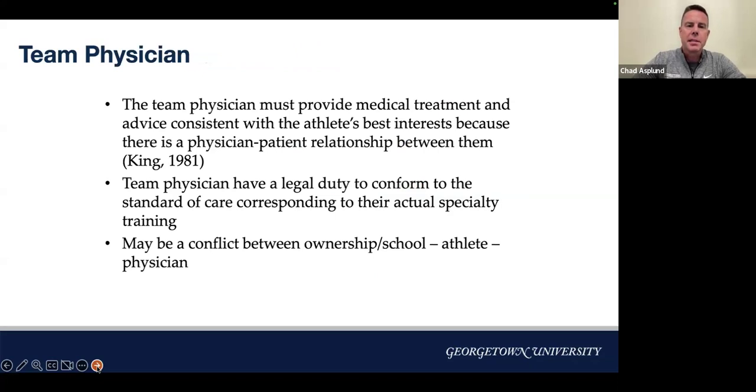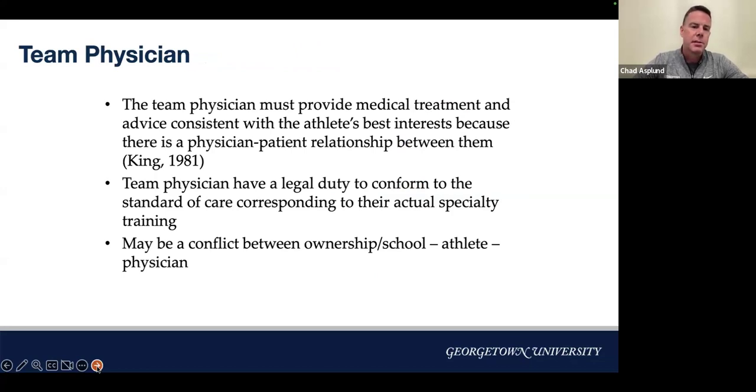So when we think about the team physician, many of us in AMSSM, many of you fellows, did a sports medicine fellowship hoping to become a team physician. And that's really kind of the fun stuff of what we do.